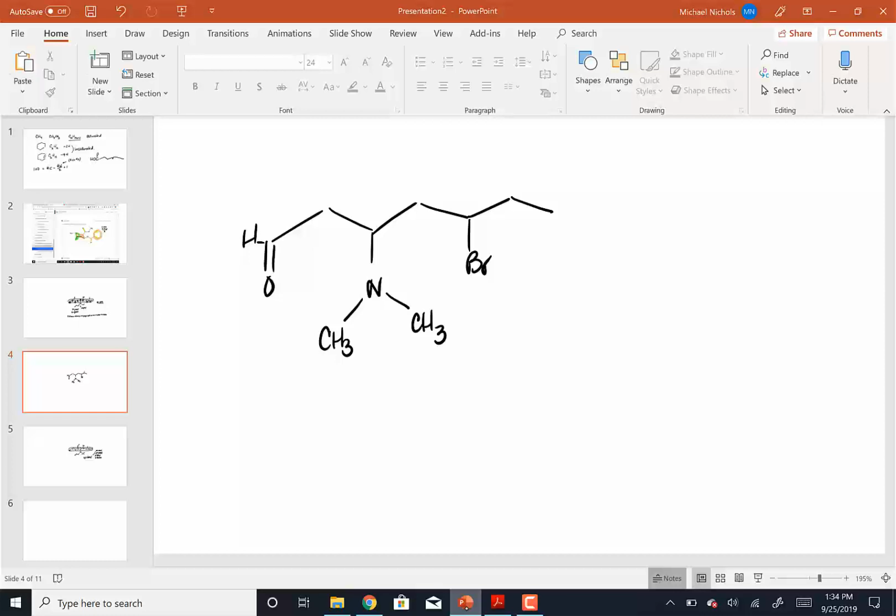Okay, so this is going to be then an al. So longest continuous carbon chain is going to be this one. That's going to be a 1, 2, 3, 4, 5, 6, 7 carbon chain. But I can go ahead and number it because the aldehyde takes precedence simply because it's at the end of the chain, so it automatically becomes number 1. So number 1 through 7.